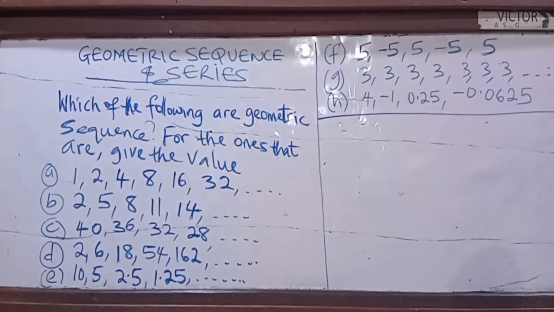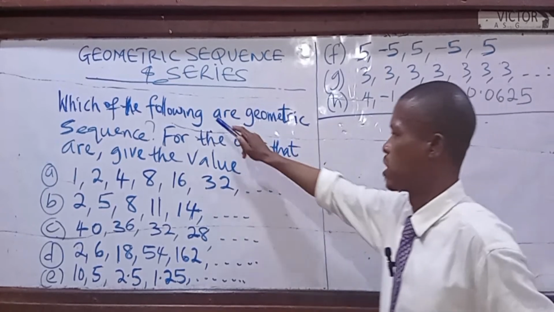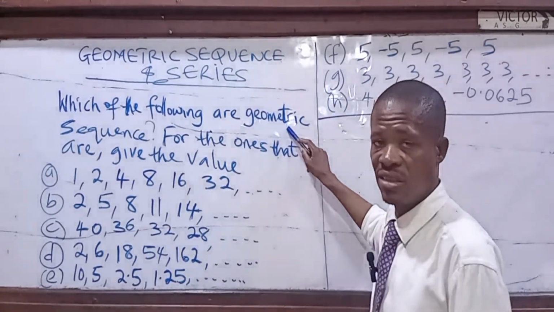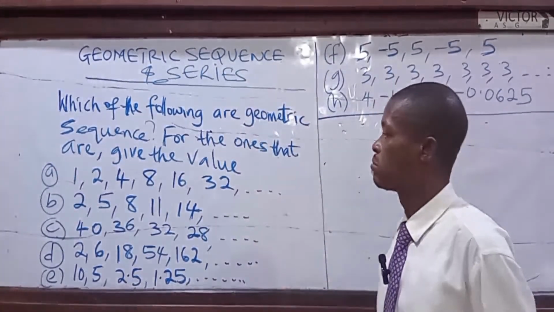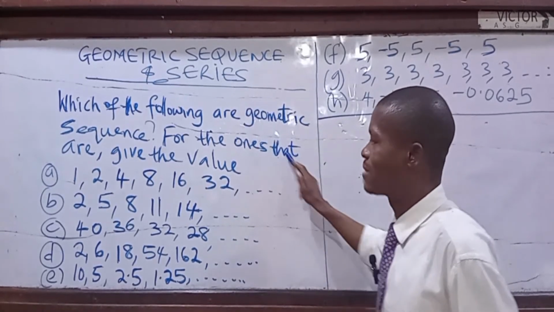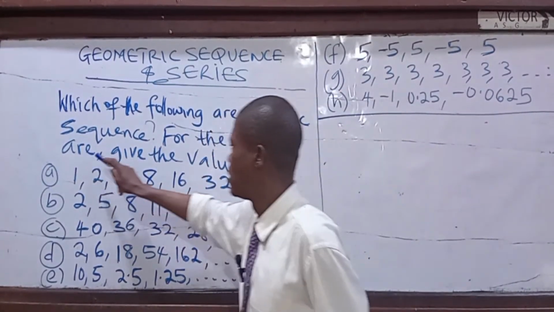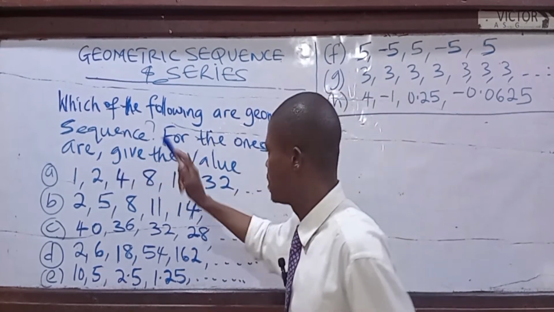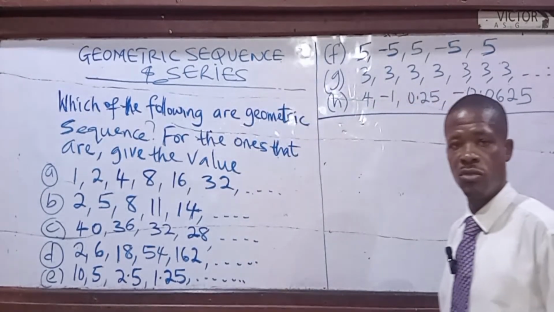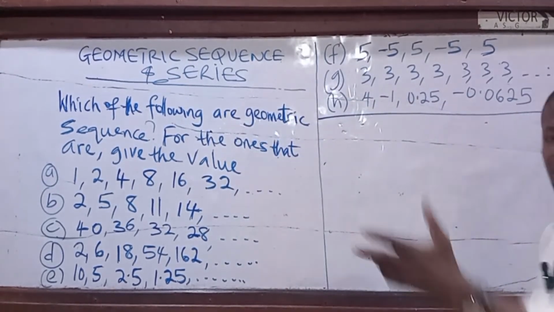The next thing to do now is to look at questions. Look at the question we have here. Which of the following are geometric sequences? For the ones that are, give the common ratio.